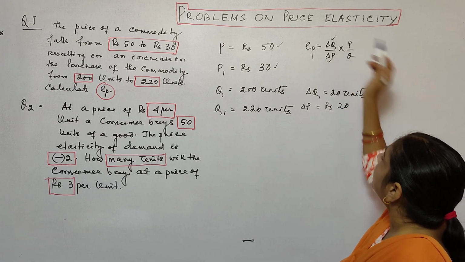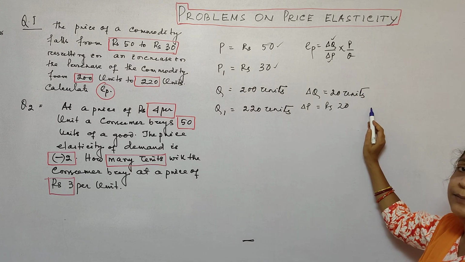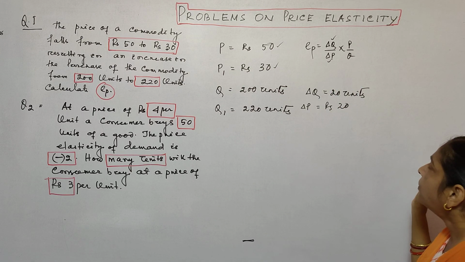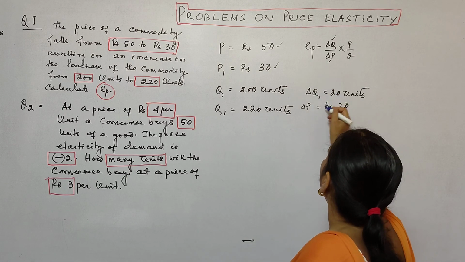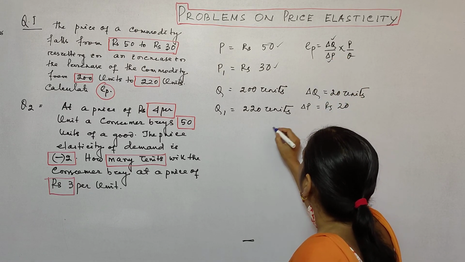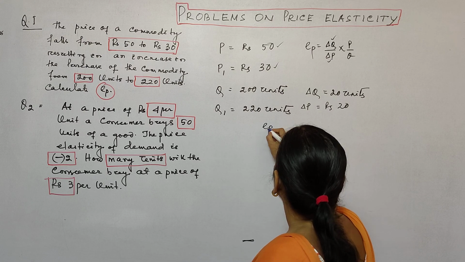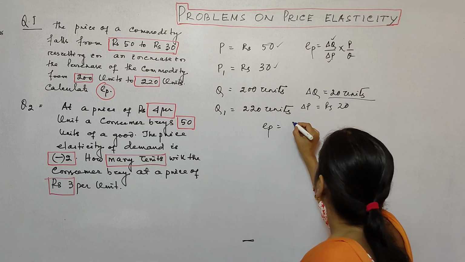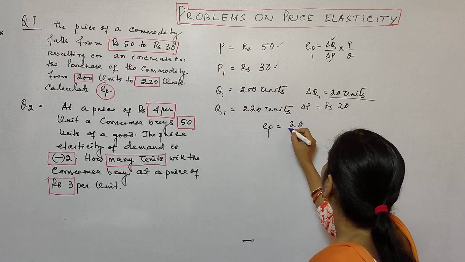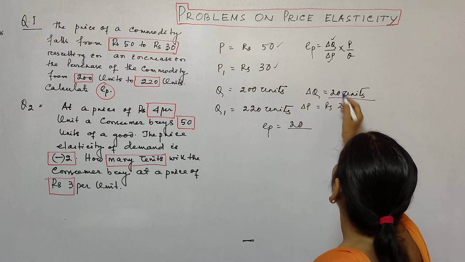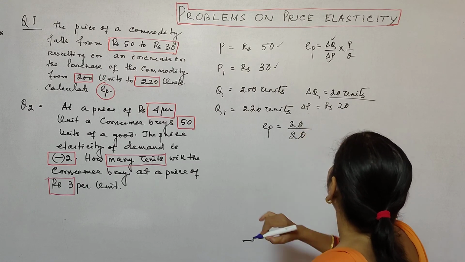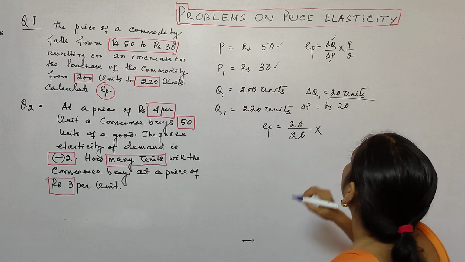Now we have found the value of delta Q and delta P. With the help of these values, we will find the value of EP. Now we will put these values in the formula. Our EP is delta Q, which is 20 units, divided by delta P. What is the value of delta P? Rupees 20. So 20 by 20 into P.